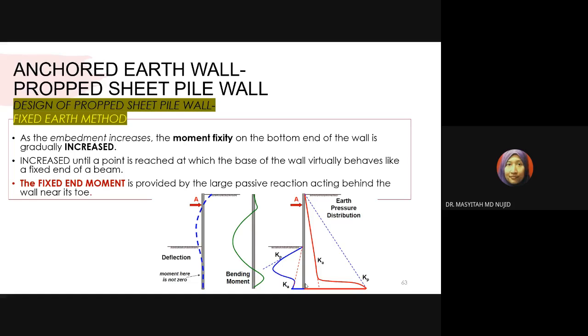So now you might see that the differences are large when you look at the deflections, the bending moment diagrams, and similarly the pressure distribution. You can see why this one is called the fixed end method, when the other method is called the free earth method.